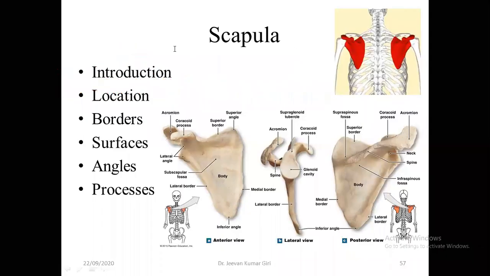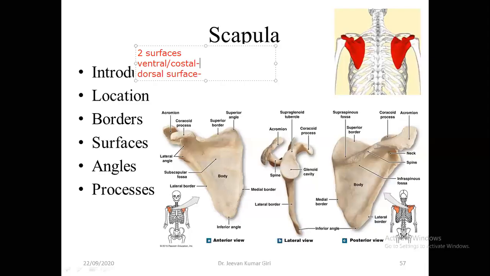Now see, the scapula has only two surfaces. The two surfaces are the ventral and dorsal surface. The ventral surface is also known as the costal surface. So the two surfaces are the ventral or costal surface, and next is the dorsal surface.